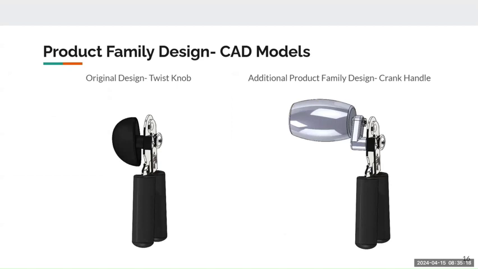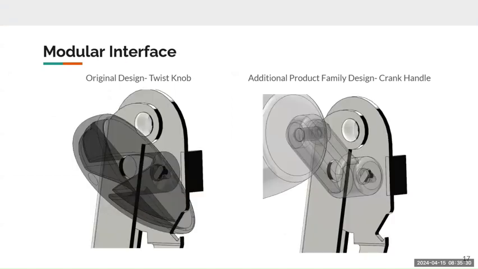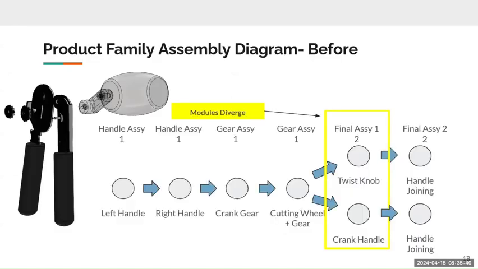So for our product family design, we've opted to make a second, different crank handle, one that uses more of an arm motion instead of simply a wrist motion by the use of this larger knob. It uses the same modular interface on the pin, which is this T-shaped pin that turns when you turn either the twist knob or the crank handle.